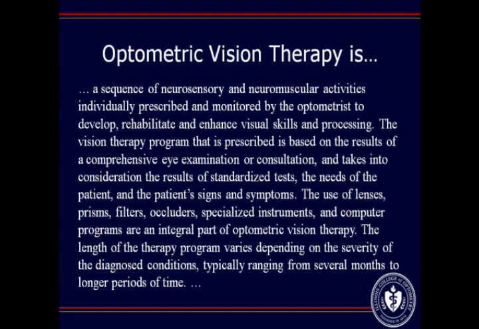Optometric vision therapy is a sequence of neurosensory and neuromuscular activities individually prescribed and monitored by the optometrist to develop, rehabilitate, and enhance visual skills and processing. The vision therapy program that is prescribed is based on the results of a comprehensive eye examination or consultation and takes into consideration the results of standardized tests, the needs of the patient, and the patient's signs and symptoms. The use of lenses, prisms, filters, occluders, specialized instruments, and computer programs are an integral part of optometric vision therapy.